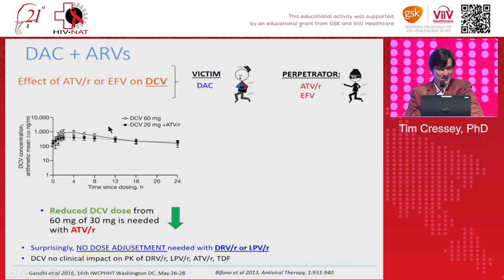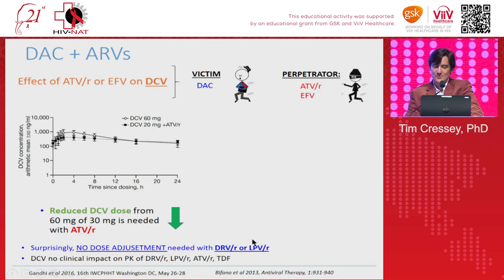So for atazanavir, you have to reduce the declastevir dose from 60 milligrams to 30 milligrams, because the ritonavir or the atazanavir is increasing the declastevir levels. So if you're giving an atazanavir-based regimen with sofosbuvir, you're going to have to reduce the declastevir dose.